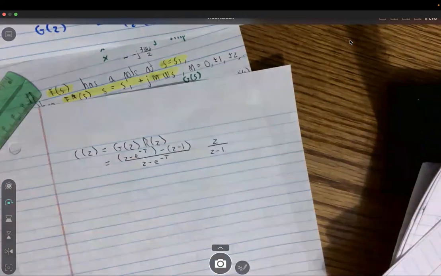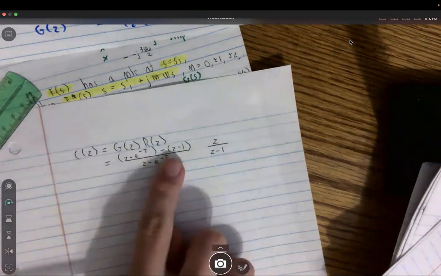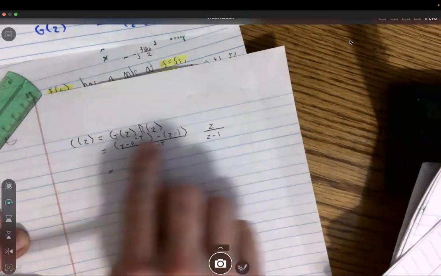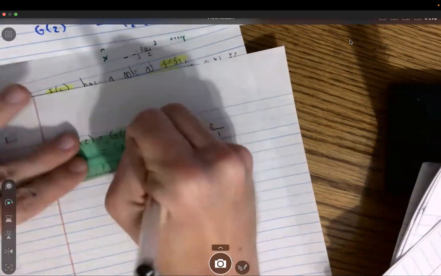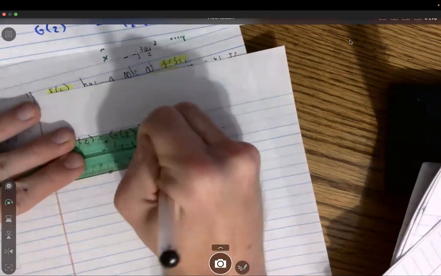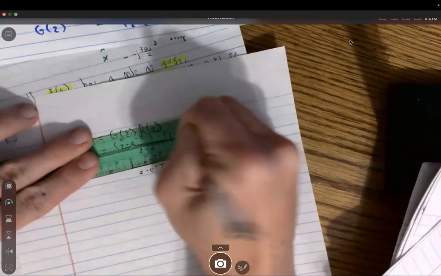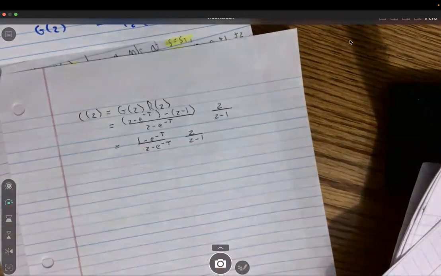So now with that, what we're going to do here is try to find that. Looking at what we have here, z minus e to the negative t minus z minus 1. Okay, we can simplify this because we have a z minus z in our numerator, so z minus z is going to be 0. And then we would have 1 minus e to the negative t all over z minus e to the negative t, times z over z minus 1. Okay, that's what I get here.